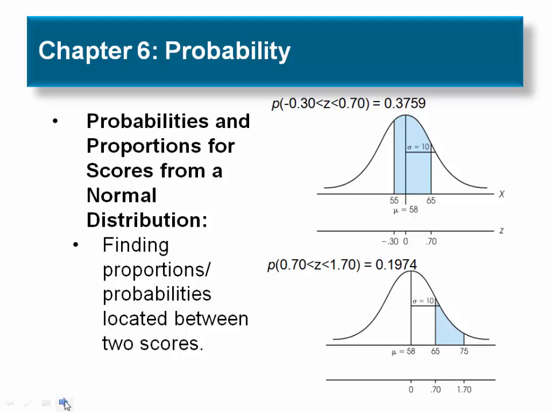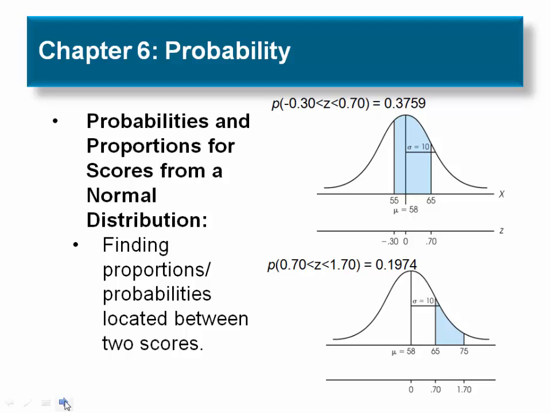In the second graph on the lower right, we still use column D to find the mean to z proportions for both z-scores. Z equals 0.70 and z equals 1.70. However, in this situation, because we only want to find the proportion of the shaded area, we will subtract the smaller value from the larger value.